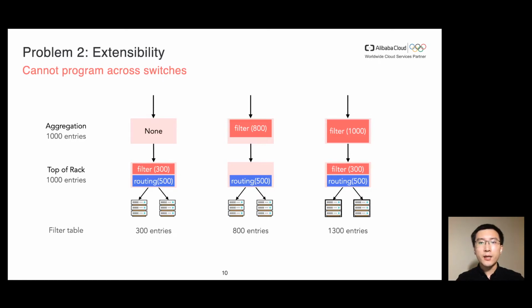To make things worse, now the programmer needs to consider how to pass information between the two switches, because otherwise, the second filter table in the ToR switch does not know whether the first table is a hit or not, and will drop the packet by mistake. We can see that in these three cases, only the number of entries in the filter table is changed, but the operator needs to rewrite the program on the two switches and even consider how to pass information between them.